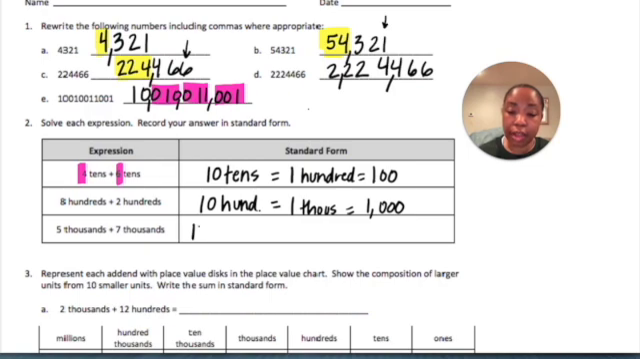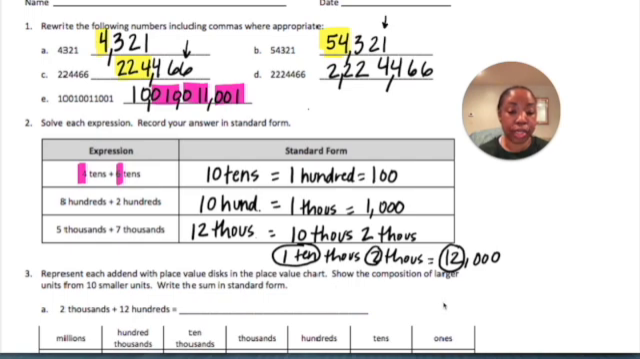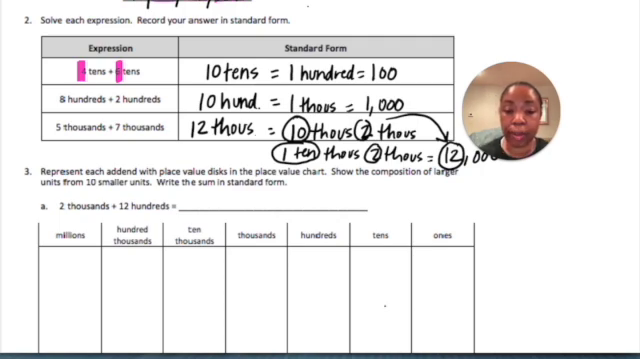Here we have 5 plus 7, that's 12. 12 thousands, that would be 10 thousands and 2 thousands. Or we could say 1 ten thousand and 2 thousands, which is 12 thousands, right? If I have 10 and 2 together, I get 12. 10 plus 2 is 12. 12 what? 12 thousands.